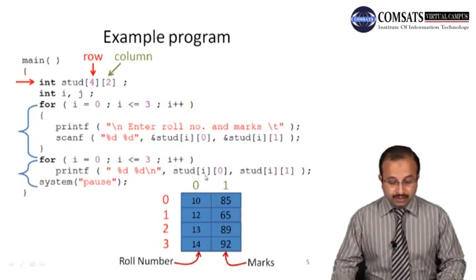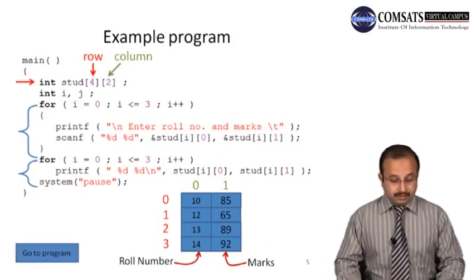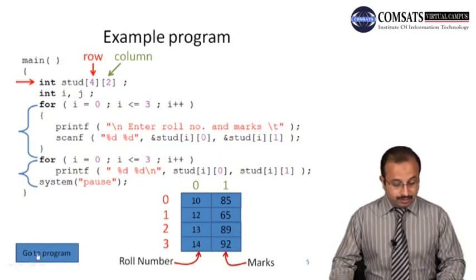Now the first time, when the value of I is 0, stud00 and 01 elements will be printed on the screen, and these are 10 and 85. Then the value of I becomes 1, and 12 and 65 will be printed. The value of I becomes 2, 13 and 89 will be printed, and then the value of I becomes 3, and 14 and 92 will be printed on the screen. Right? Now let's go and see the program.